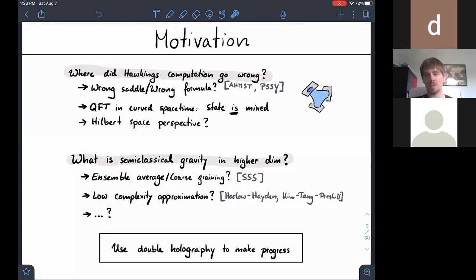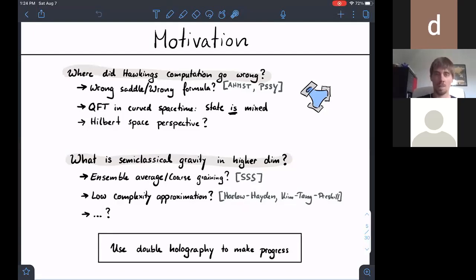Now, in order to tackle these questions, what I want to do here, and also propose more generally, is to use double holography to make progress. Double holography is essentially the single model in higher dimensions we have where we understand what the Island formula does, because essentially the whole problem gets embedded into standard AdS/CFT.